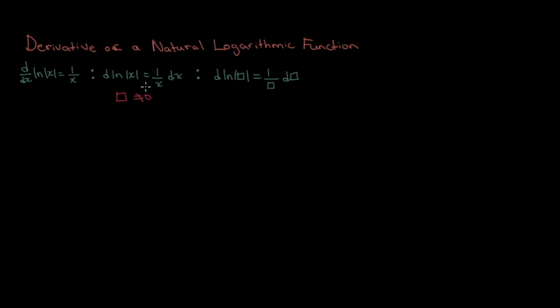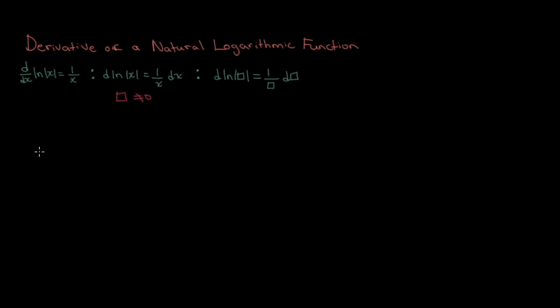So we can look at it as this. The derivative of ln of the absolute value of x is equal to 1 over x dx, or in other words, the derivative of ln of whatever is in this term, we'll call it box, is equal to 1 over box, I should say, not x, 1 over whatever this term is, times the derivative of whatever this term is.